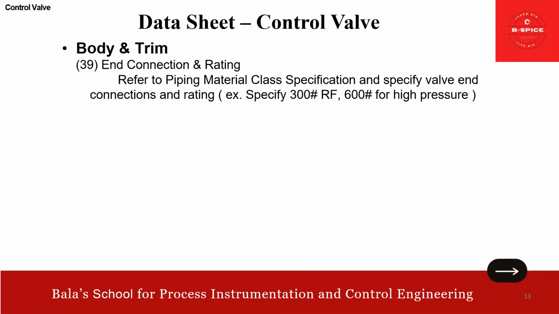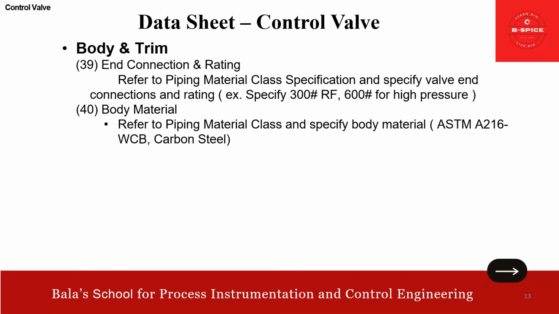That's about the end connection. Then we go to the body material. Body material again refers to the piping material class. In this case, ASTM A216 WCB. This is the notation for carbon steel. ASTM A216 WCB is a carbon steel. So in this case, carbon steel, for example. Then what is the bonnet type and material? Generally we go with the standard bonnet, but there are some applications.